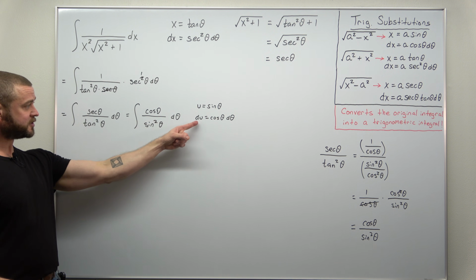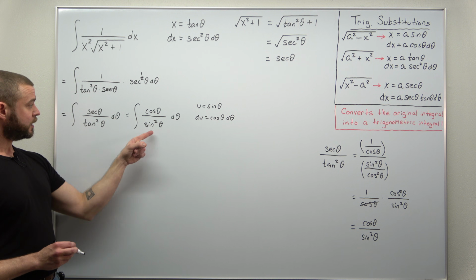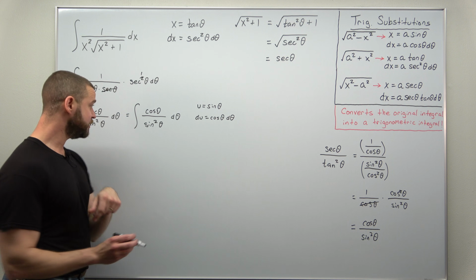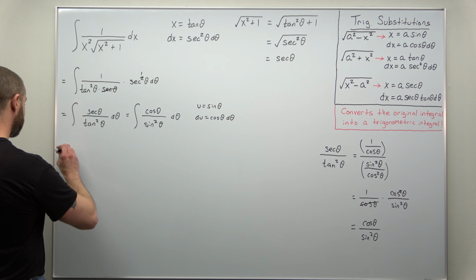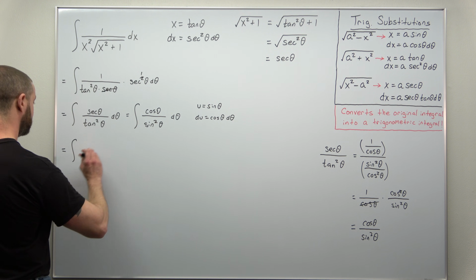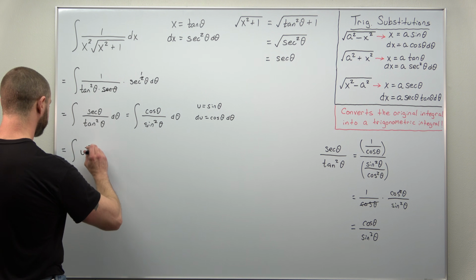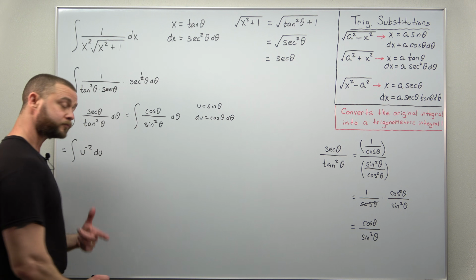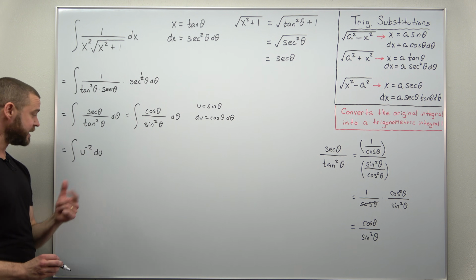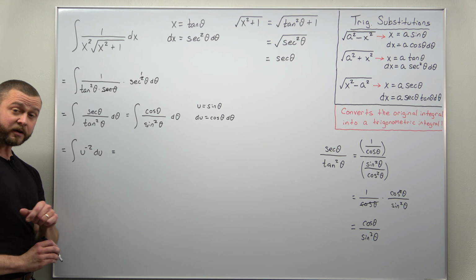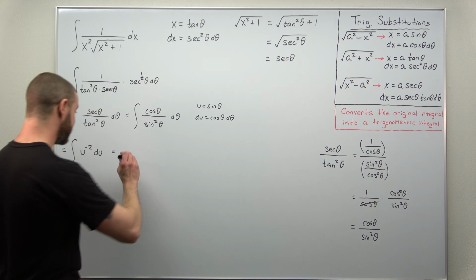And this will convert to a very simple integral. Cosine theta d theta just becomes du. And then 1 over sine squared, we're going to convert that to 1 over u squared. So it looks like as our integral, I'm going to rewrite the 1 over u squared as a power, u to the negative 2. And that should be very easy to integrate with the power rule. So go ahead and add 1. You'll get u to the negative 1. Divide by the new power.